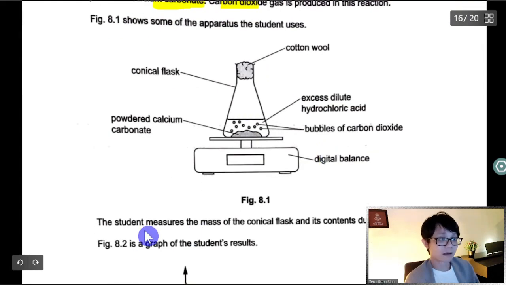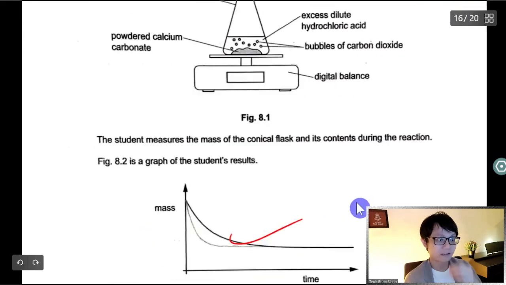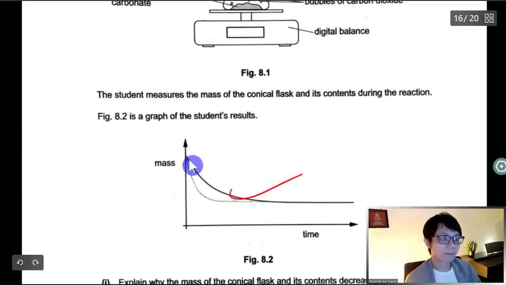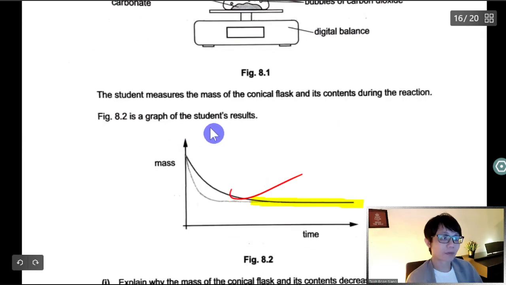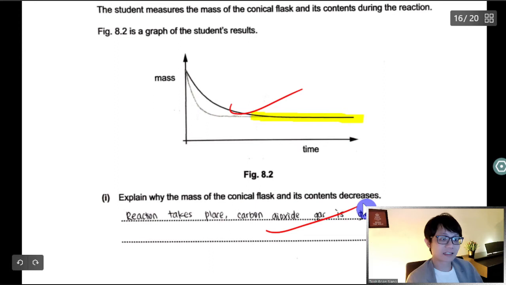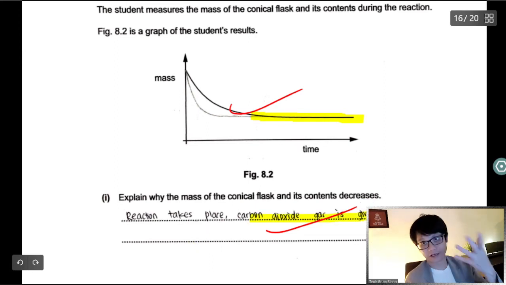The student measures the mass of the flask in this reaction. So the mass is reduced. According to time, the mass is reduced, and then maybe the question will ask why it stopped. Okay, because the reactant is being used up already, correct or not? So there is no more reaction taking place. The calcium carbonate reactant is being used up. Explain why the mass of the conical flask decreased. Why did it decrease? Because carbon dioxide is given off. Okay, so carbon dioxide is very common.